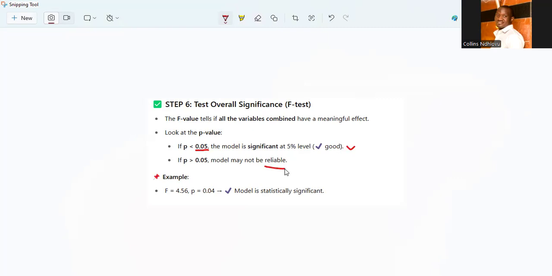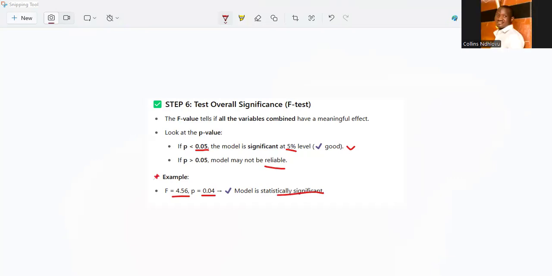For instance, if we found 5.1% or 0.051, 0.606, all these more than 5%, it means the entire model is not reliable. So here, if your F is 4.5 and the p-value is 0.04, this value shows you that the model is significant because it's smaller than what? The level of significance, which is 5%. Are we together? Yes. All right.